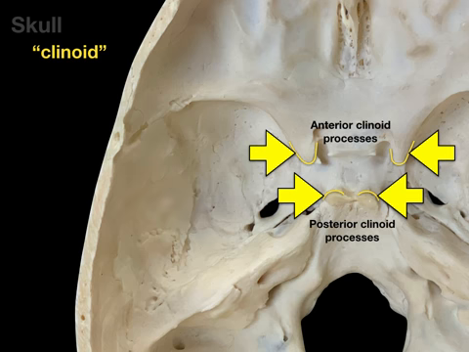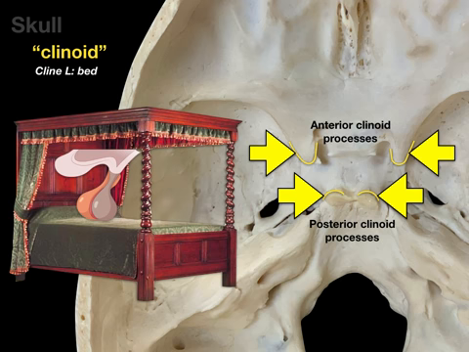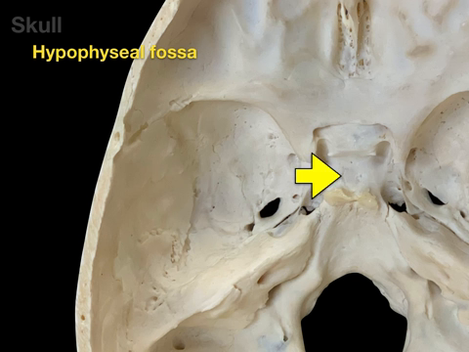Now what happens is these two anterior and two posterior clinoid processes, anatomists looked at that and they said, what should we call these? And well, the term clinoid is Latin for bed because it kind of looks like a four-poster bed. 1, 2, 3, 4. And what's in the middle sleeping? Our pituitary gland. And so the hypophyseal fossa there houses the pituitary because hypo means below and physis means outgrowth, and that's the pituitary gland. It's an outgrowth of the hypothalamus.